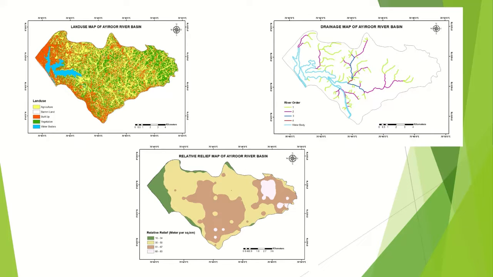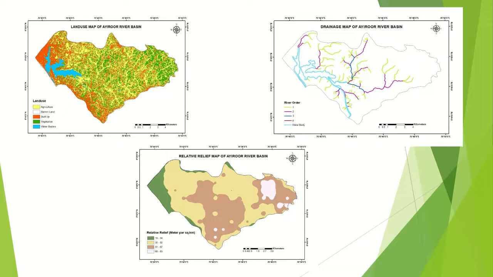And this one is the land use land cover map of my study area, which is mainly concentrated with agricultural lands and vegetation. More built up area is mainly concentrated along the northwest to southwestern part of my study area, and this is the drainage map of my study area, and here fourth order stream is present.